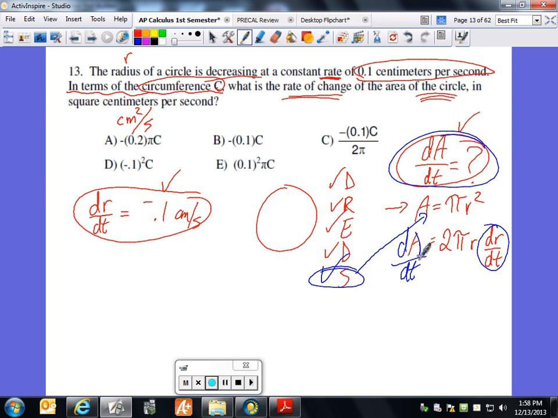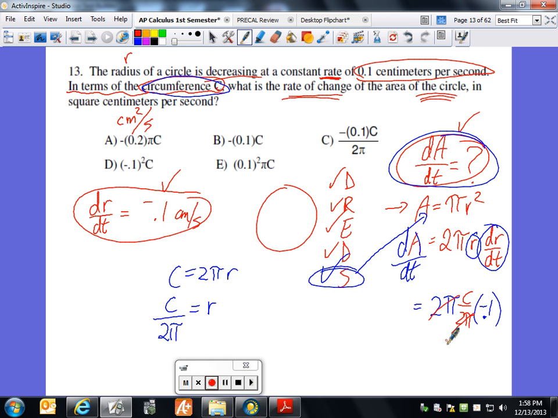So I'm going to plug in negative 0.1 for dr/dt. And I'm going to plug in a radius here in just a bit. We don't have a certain radius, so I need a radius in terms of the circumference. So C is equal to 2 pi r, that's the circumference. So if I'm solving for r, it's like substitution, if you will. r is equal to C over 2 pi. That's what goes here for r. So C over 2 pi, those cancel, and you're left with negative 0.1 times C. B is the answer.